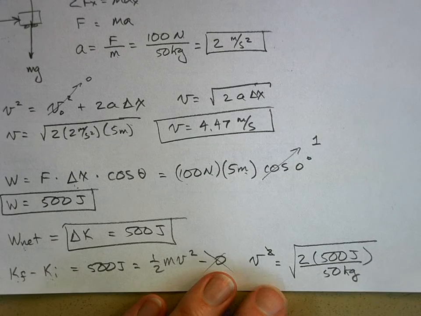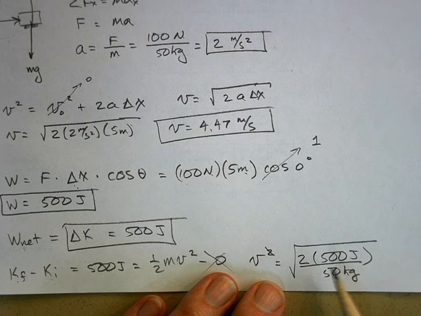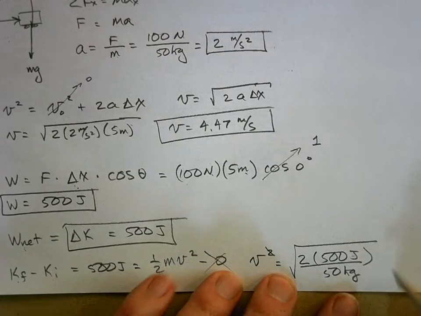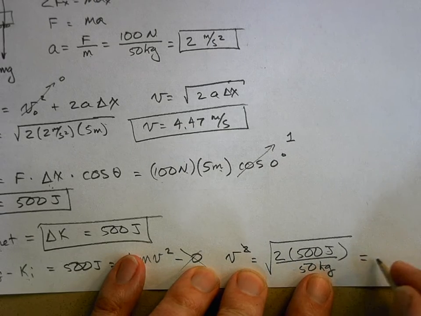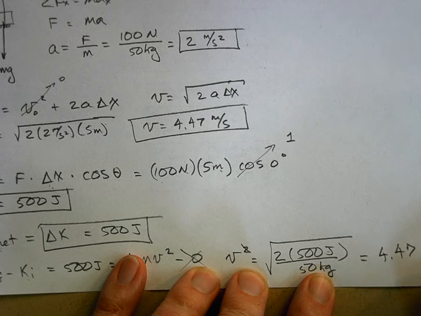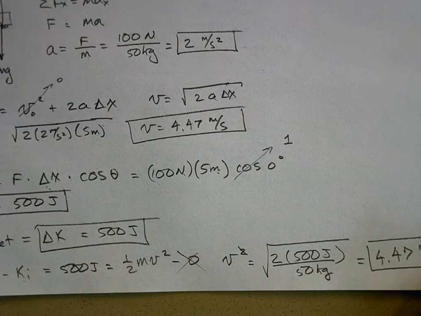And so, let's do this. 2 times 500. Well, actually, this is 500. What's 500 divided by 50? That's 10. What is 2 times 10? 20. What's the square root of 20? 4.47. So this is the same answer that we got in part B, which makes a lot of sense. It should be the same answer.